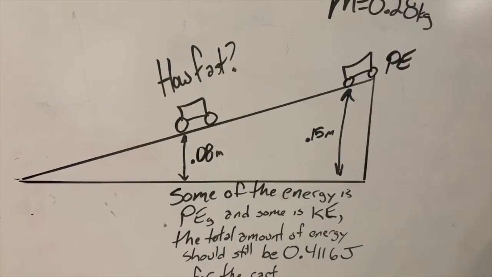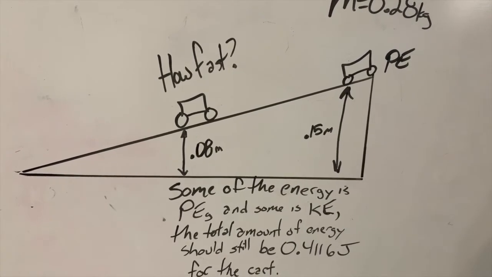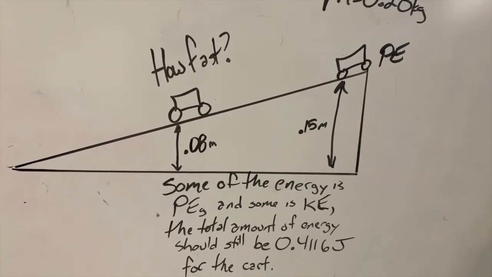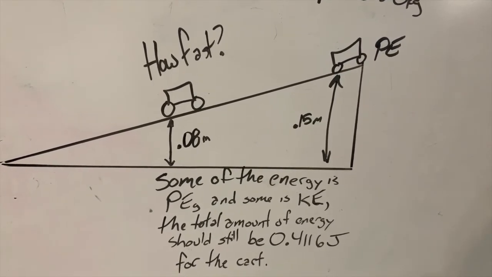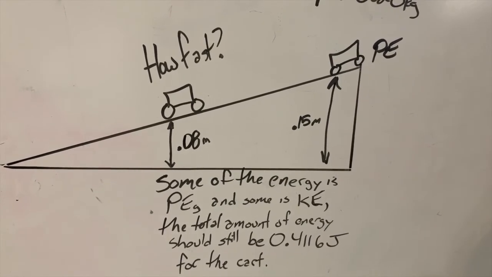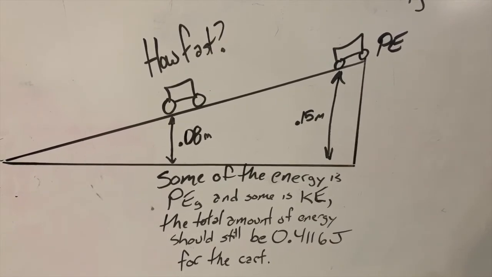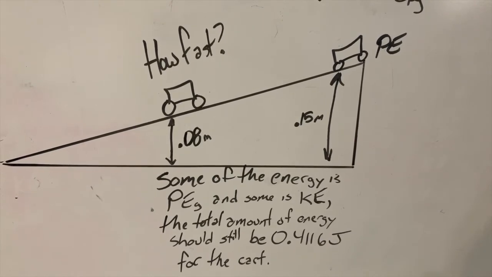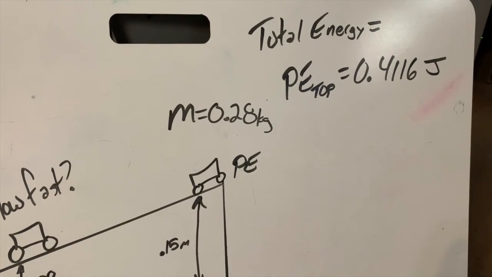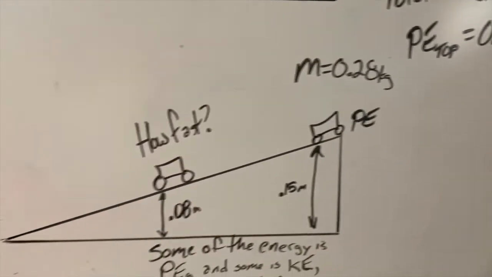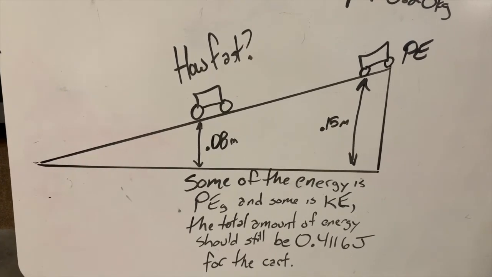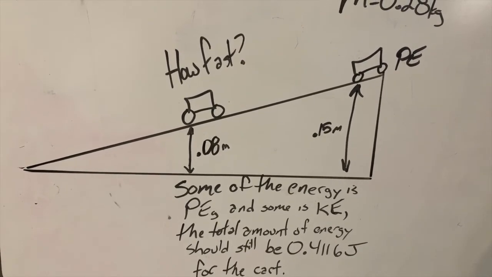An example for you to solve. How fast is that cart going when it's about halfway down the ramp, when it's 0.08 meters up, if it started from 0.15 meters up? Remember that some of the energy is potential and some is kinetic at that point, but the total of all the energy should still add up to 0.4116 joules for the cart, because the total energy it had at the top was 0.4116 joules, and the conservation of energy says that amount should stay the same. So, your question, how fast is the cart going as drawn on the ramp?